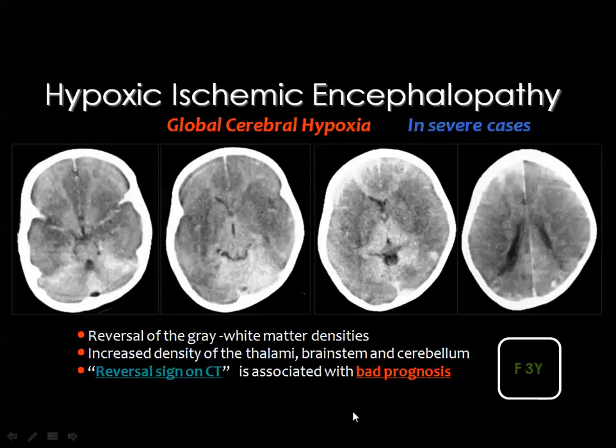Then in severe cases of global cerebral ischemia, you see diffuse hypodensity of the white and the gray matter involving the cortex and the white matter. There may be sparing of the basal ganglia and also sparing of the cerebellum. And this sparing of the cerebellum is known as the reversal sign on CT and is usually associated with bad prognosis.